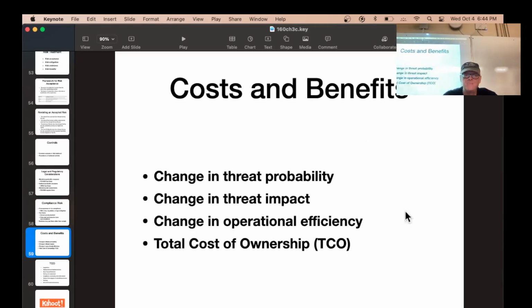All right. So your costs and benefits, all these things will change. If you implement a control, then you'll lower the chance of a threat or the impact. You'll change the operational efficiency, for better or worse, and this gets you to the total cost of ownership. How much does it really cost you to do something? This is something Microsoft often talks about.